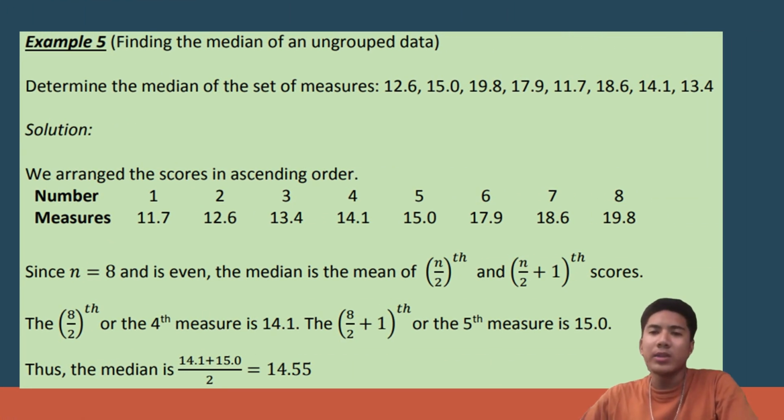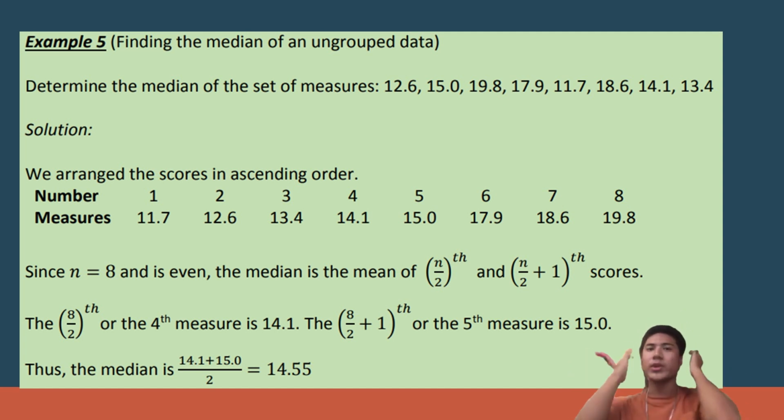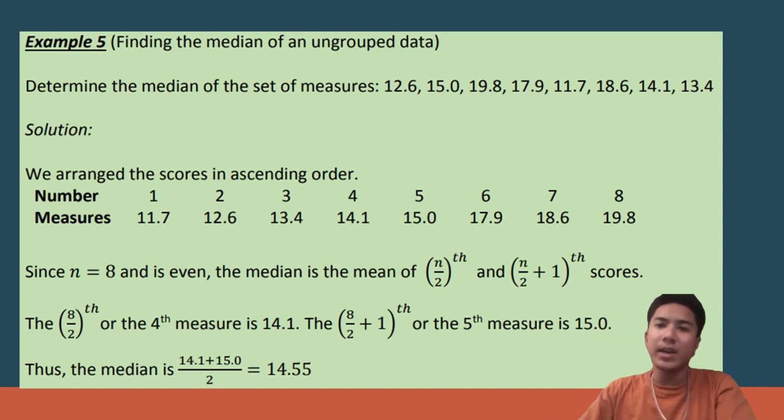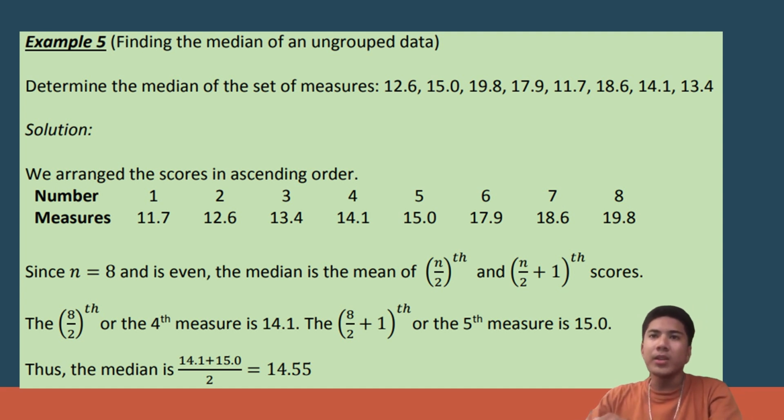Now, another example. So what if the group is in decimal numbers? It's the same, but let's try with an even number. So let's count the numbers. So 1, 2, 3, 4, 5, 6, 7, 8. So an even number. So let's count from the lowest number to the highest.